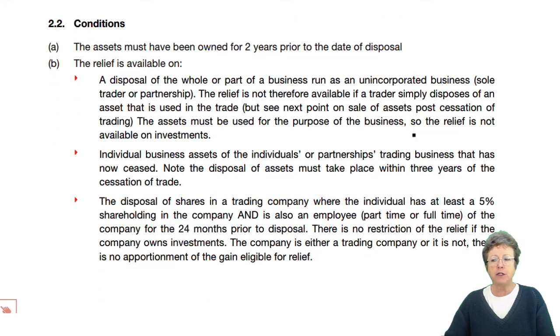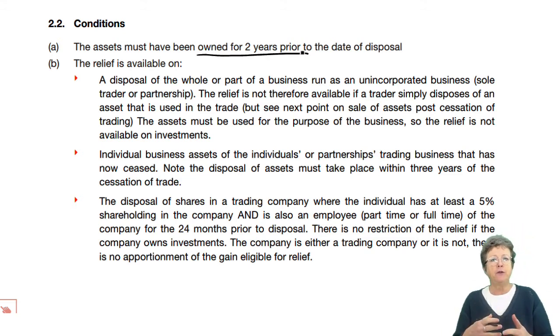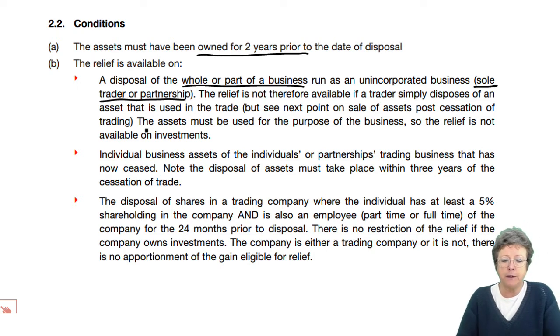So there's got to be some conditions. It's really useful for a lot of people. So you must have owned it for at least 2 years. That stops you buying a business, stripping out the assets and then selling it on. Now, the relief is available for whole or part of the business. It's got to be a sole trader or a partnership. It's not available to limited companies. It's not available where you simply dispose of an asset within the business. It's got to be the business itself. It's not available on investments either.